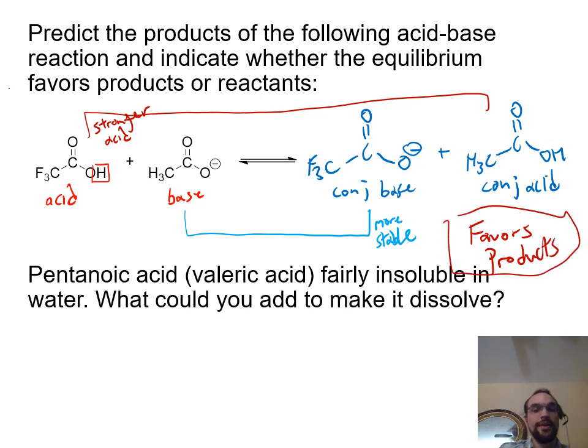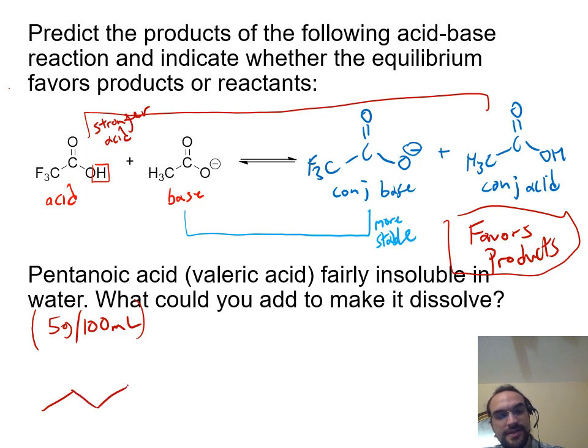All right, and then lastly, if we look at pentanoic acid, also known as valeric acid, it's fairly insoluble in water. Now, I looked it up after I made these slides. It's actually 5 grams per 100 milliliters, I think at 25 degrees Celsius. So it's not that insoluble, but it's not miscible with water. And so this is pentanoic acid, 5 carbons, or valeric acid. And so the question is, how do we make this dissolve?